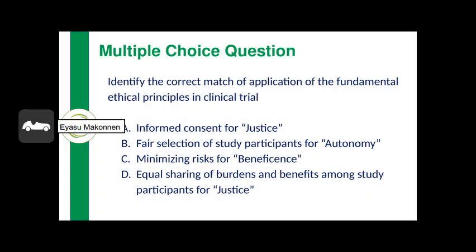Please attempt this multiple choice question by selecting the best answer and writing the corresponding letter in the text response.